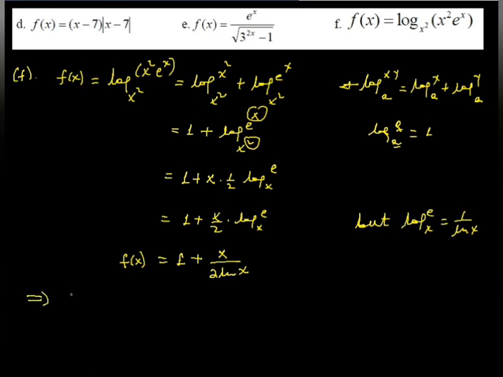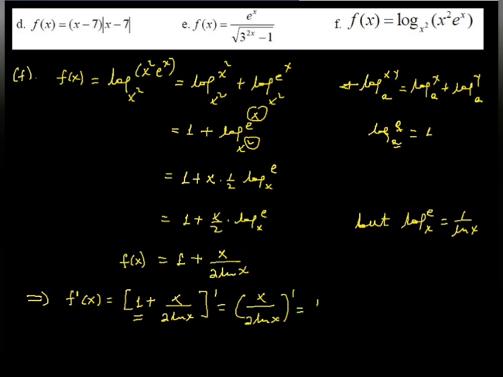So now it's very easy to calculate the f derivative. The f derivative becomes the derivative of 1 plus x over 2 ln x. The derivative of the constant function is 0. So it becomes x over 2 times the ln x derivative, which is half of x over ln x, you can take out the constants. Apply the quotient rule. So the derivative of this function becomes 1 minus ln x over 2 times ln x the whole square. Okay, this is our derivative. This is the f derivative.